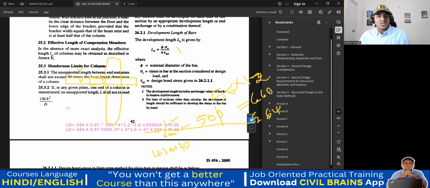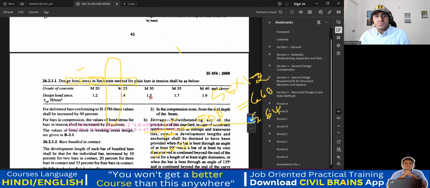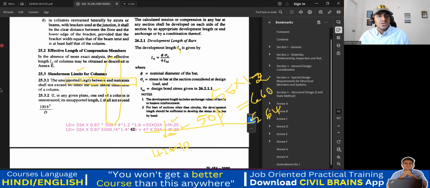I'll quickly do that. M30, tau BD is 1.5. So 0.87 into fy, 500, divided by 4 into tau BD, and tau BD is 1.5. We'll increase it by 60% for the tension bar. Yes, I'm getting 44.27. Got it? I'm increasing the grade of concrete, and now for M30 it is 44. Simple. But again, you can see 55, 47, 44.